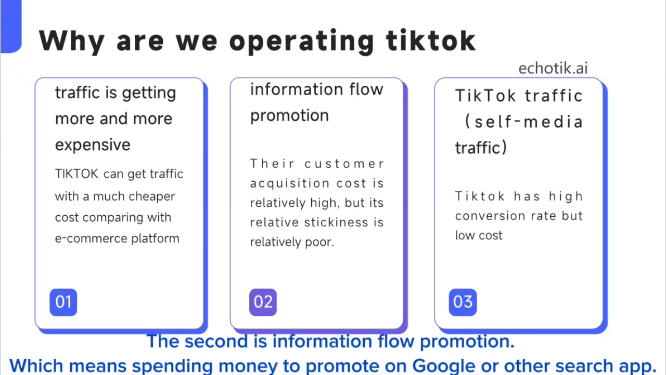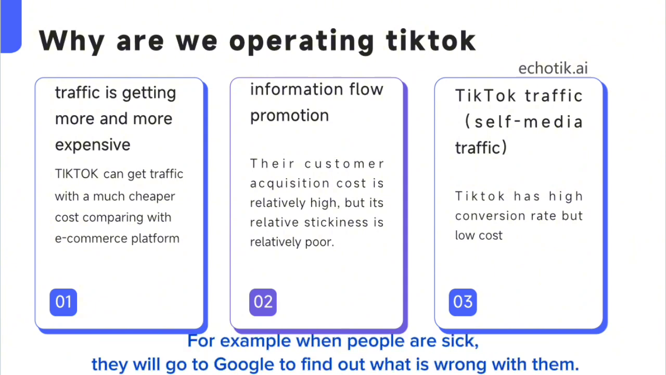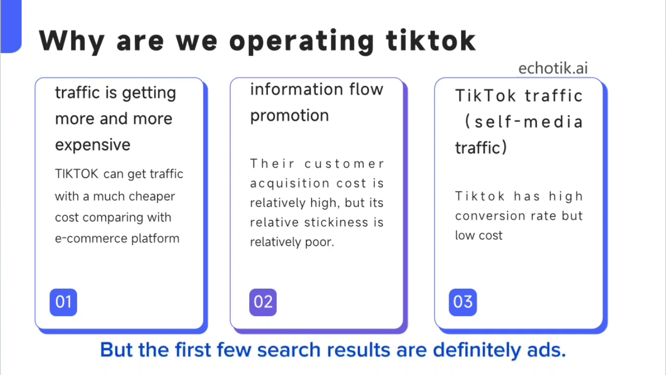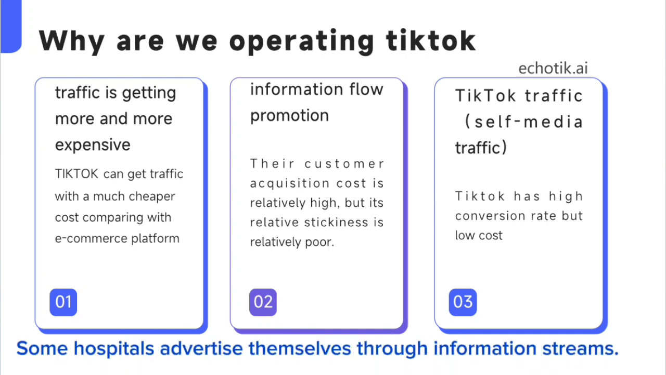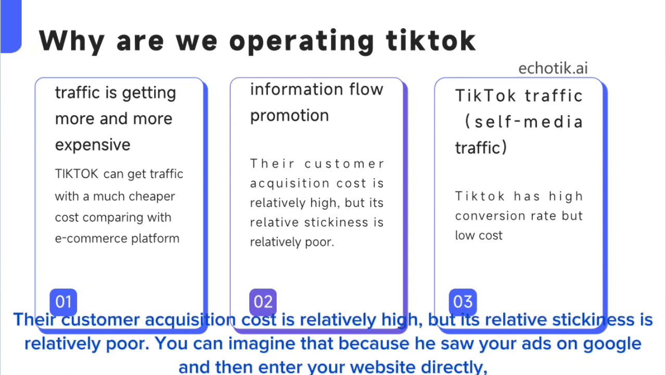The second is information flow promotion, which means spending money to promote on Google or other search apps. The platform will give you exposure and traffic. For example, when people are sick, they will go to Google to find out what is wrong with them. But the first few search results are definitely ads. Some hospitals advertise themselves through information streams. If you click these ads, the hospital needs to pay Google. Their customer acquisition cost is relatively high, and the stickiness is relatively poor.